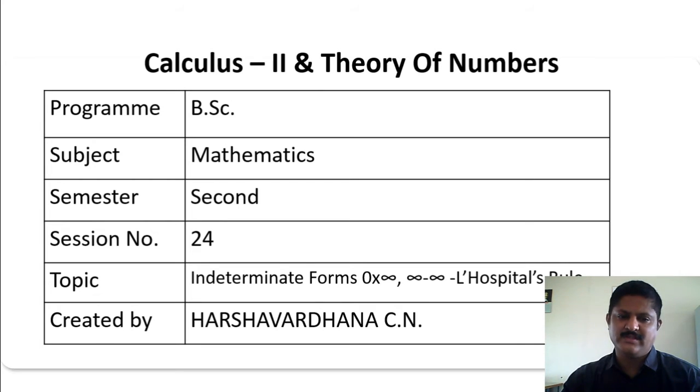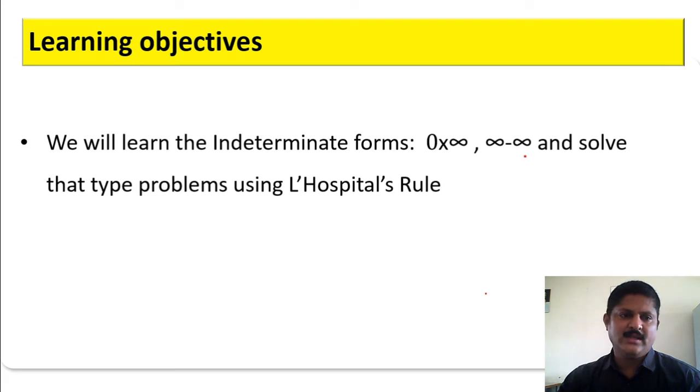In our previous session, we learned indeterminate forms of 0 by 0 and infinity by infinity and solved problems. In this session, we are going to learn indeterminate forms of the type 0 into infinity and infinity minus infinity, and solve this type of problems using L'Hospital's rule. Here, the learning objective is to learn the indeterminate forms 0 into infinity and infinity minus infinity and solve that type of problems using L'Hospital's rule.